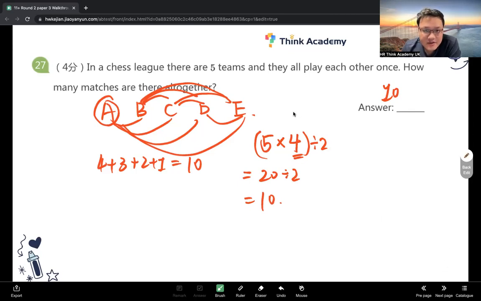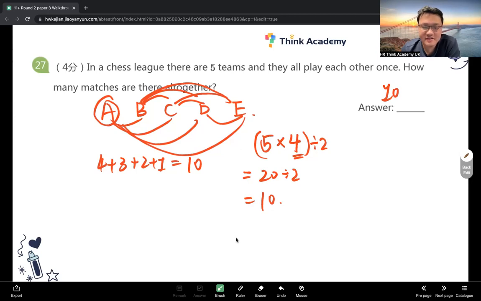Yes, Star is raising a hand. What's your question? Why do you have to divide it by 2, and not 5, because there are 5 matches? Because you double counted, like the A and B again.